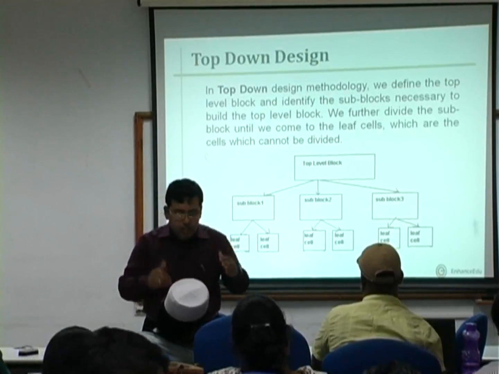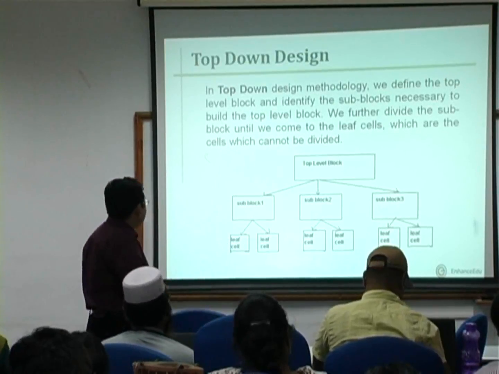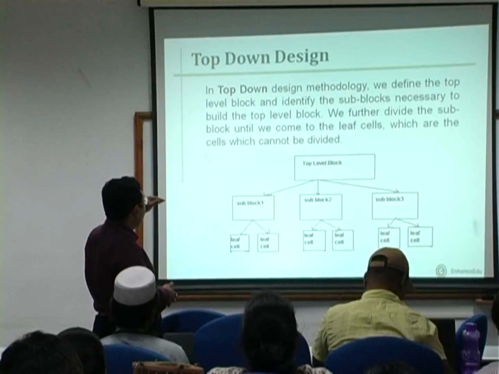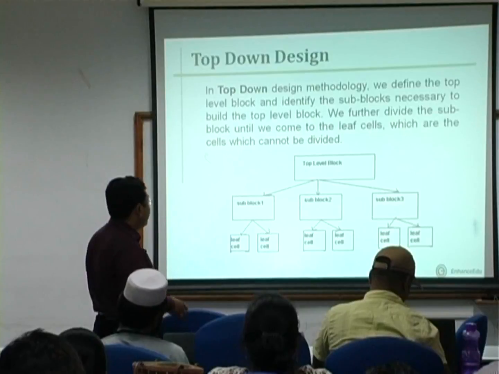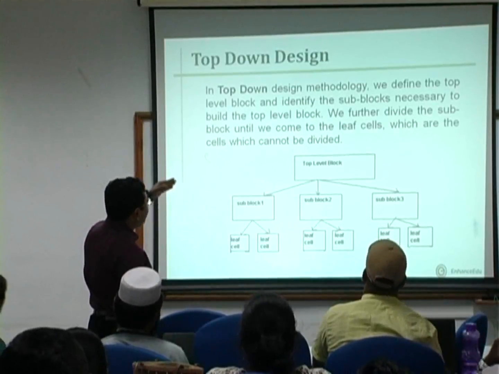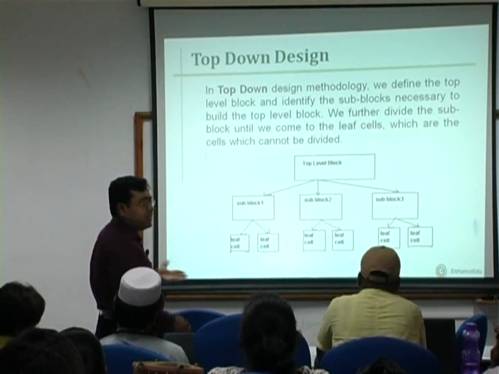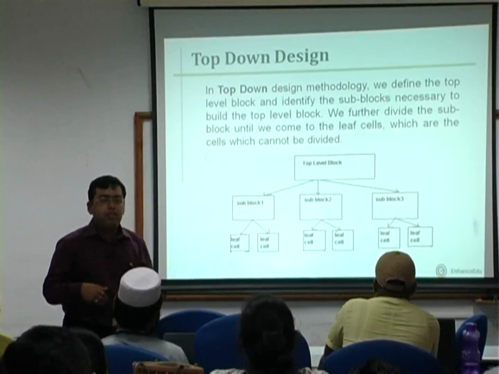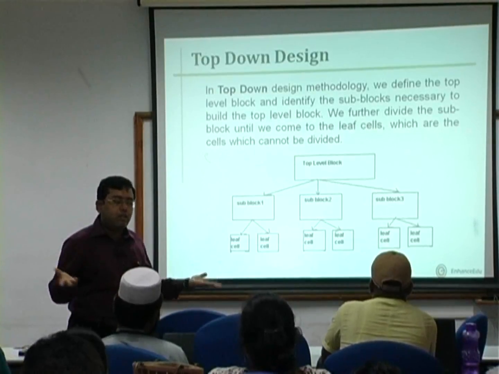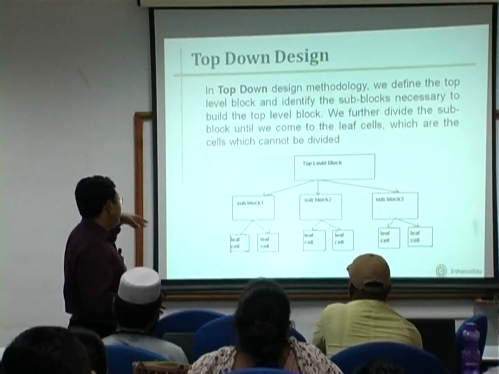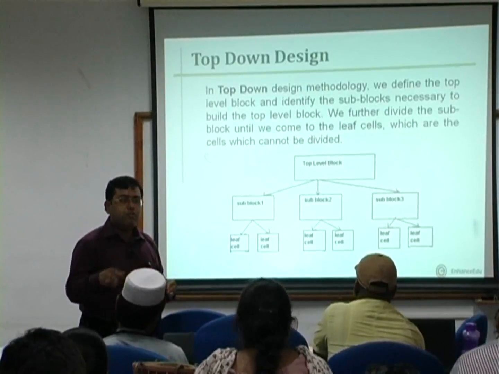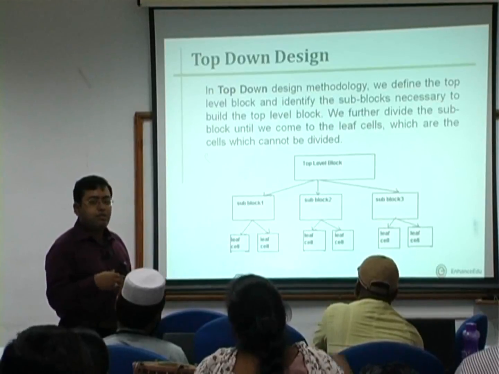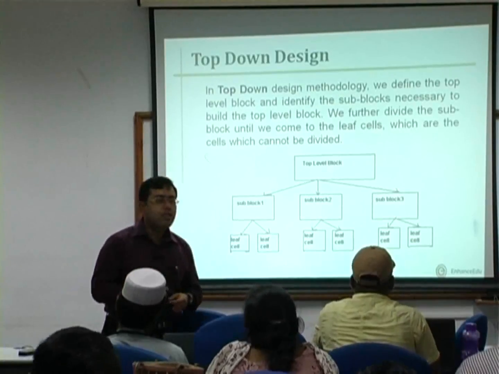So if you see the philosophy of the top down approach, we start with the top level block, then split it into certain sub blocks and ultimately arrive at the leaf level blocks. I have shown it in 3 levels. That doesn't mean that it should have a 3 level splitting. This splitting of sub blocks into further sub blocks can go on iteratively. Ultimately, that can lead you to the leaf cells.